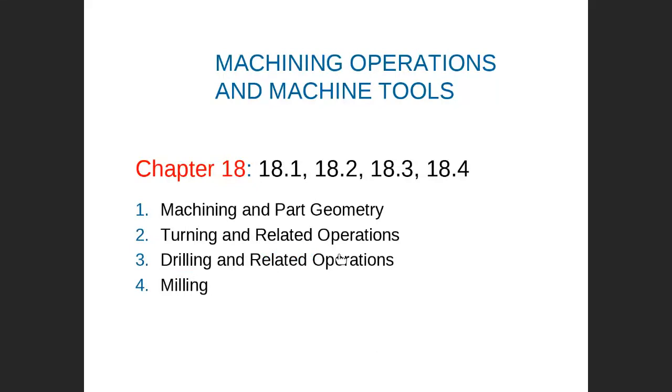Right, chapter 18. In chapter 18, we're going to discuss 18.1, 18.2, 18.3, 18.4 in the book. The items are machining and part geometry, turning and related operations, drilling and related operations, and milling. This is what we're going to cover in chapter 18.